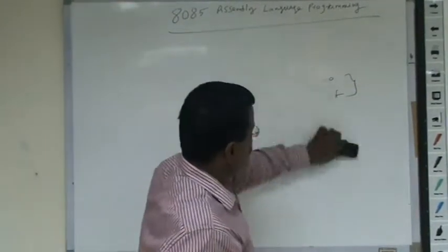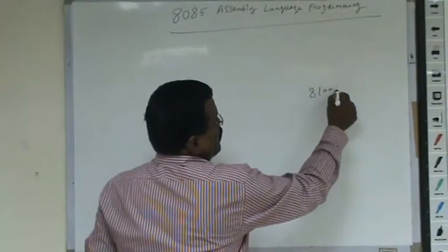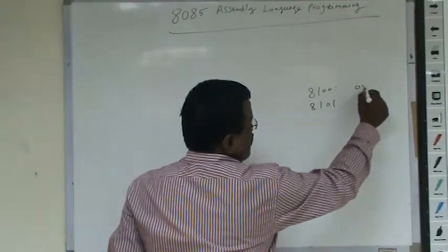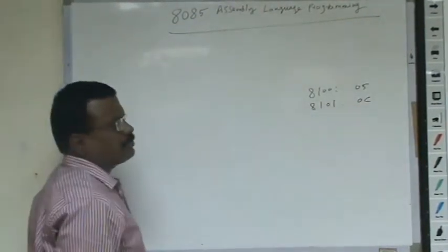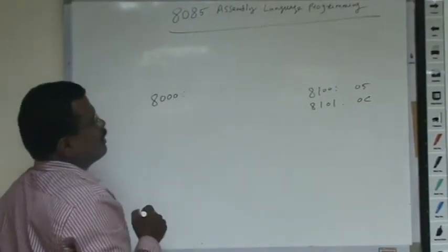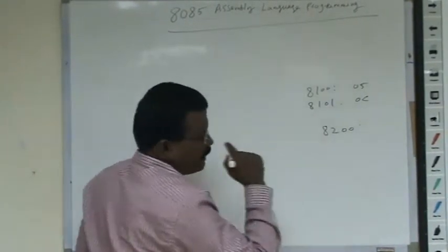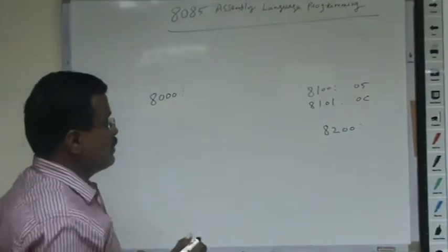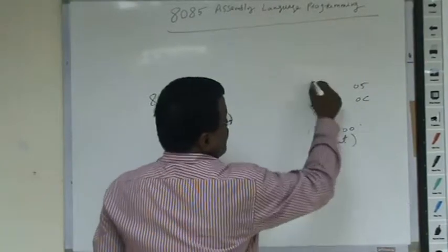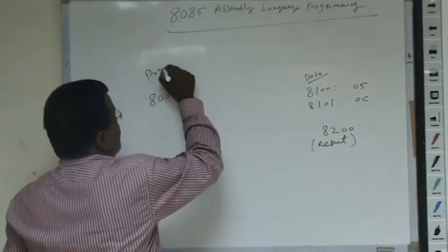Now assume that the two numbers are stored at the memory locations 8100 and 8101. Here you have the numbers 05 and 0C stored. Your program starting address is 8000, and you have to store the result at the memory location 8200. This is where you want to store the result. This is the data area; here you have to write the program.